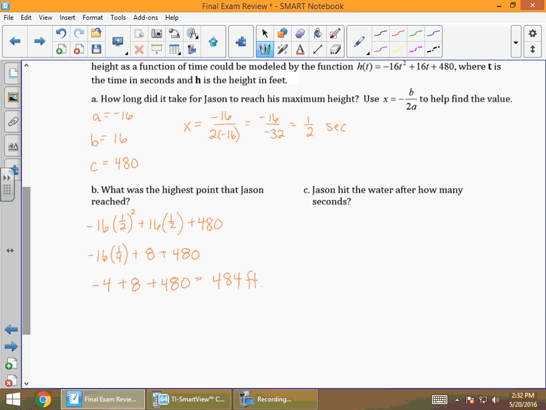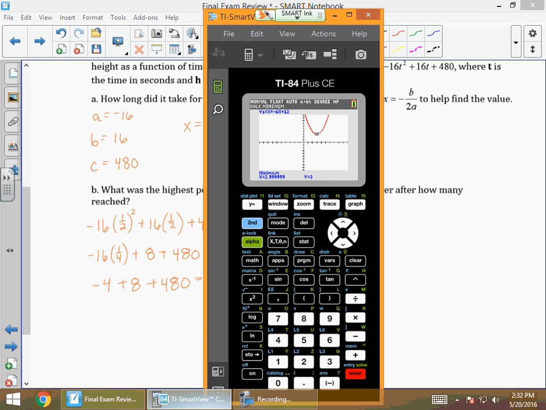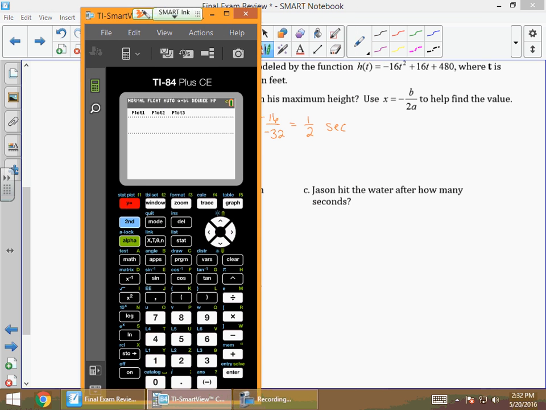And the last one says, Jason hit the water after how many seconds? So the best thing to do, jump into your calculator. Y equals, we'll put in negative 16x squared plus 16x plus 480. And take a look at the graph. He hits the water right over here.